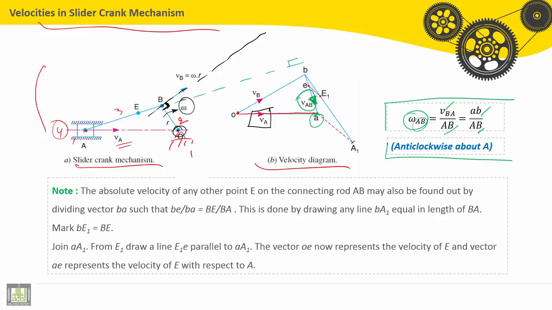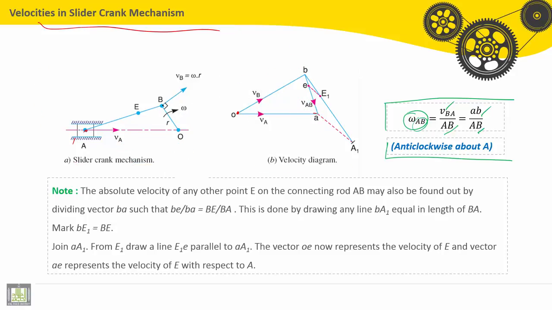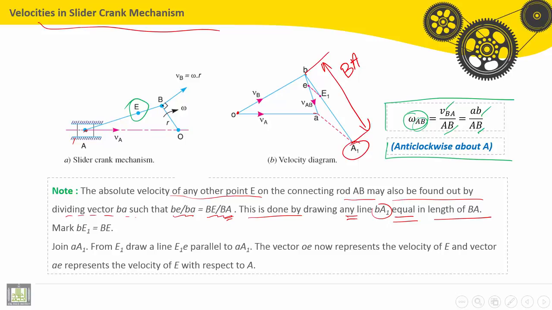Let's see now if we have a point E, like here, the point E on the solid AB. So the absolute velocity of any other point E on the connecting rod AB may also be found out by dividing vector BA such that BE divided by BA equals BE divided by BA on the space diagram. So this is done by drawing any line BA1. Here we have A1. So the orientation will be anything, the condition is equal to the length of BA. This is the length of BA. Okay? But the direction anyway.